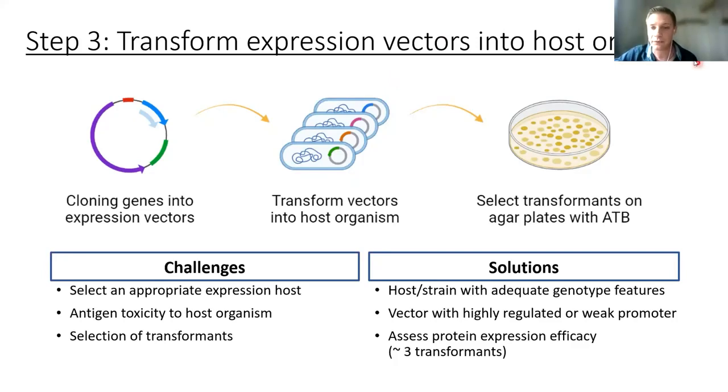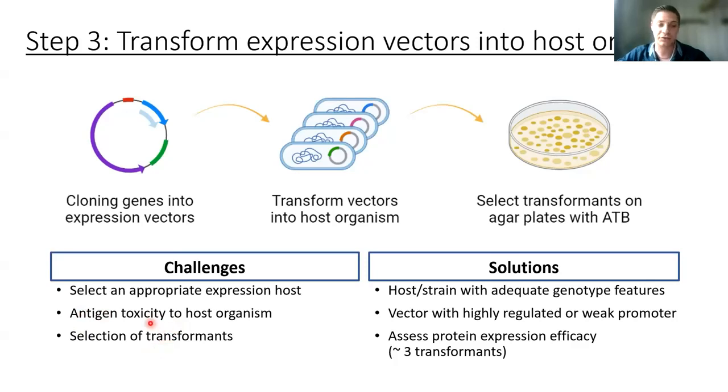What I would recommend for this step is to really take your time and take a look at the different hosts and different strains that are available, because they all have different genomic features, and you can choose the one that is more suitable for your needs. As for the antigen toxicity, if it's the case for your protein, you can choose a vector with a highly regulated or even a weak promoter. That way it will prevent the leaky expression of the toxic protein. Then you will be able to reach a high cell density before doing the protein induction.